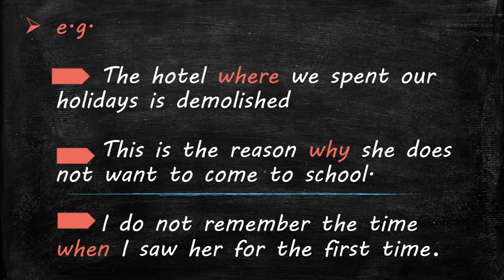Examples. The hotel where we spent our holidays is demolished. Where refers to the place. This is the reason why she does not want to come to school. Why refers to the reason. I do not remember the time when I saw her for the first time. When refers to the time.